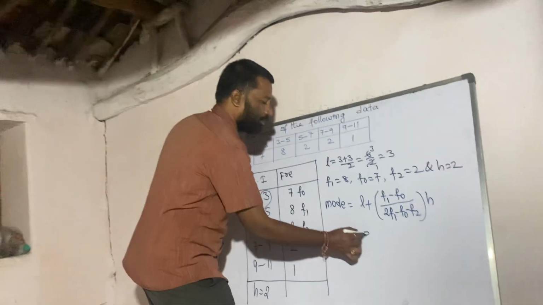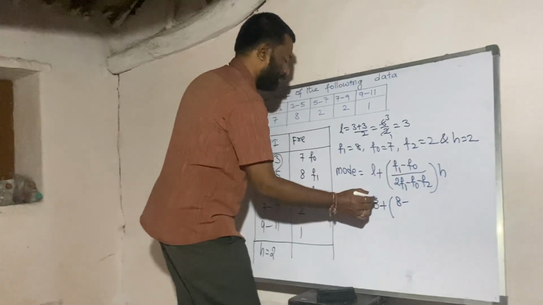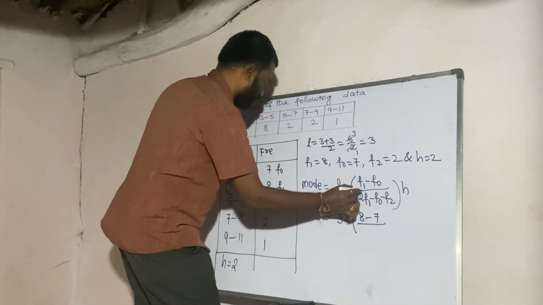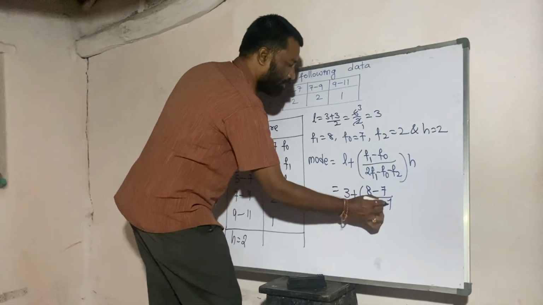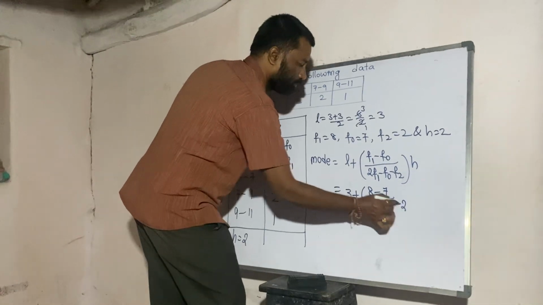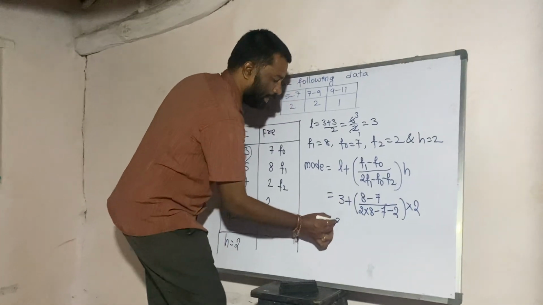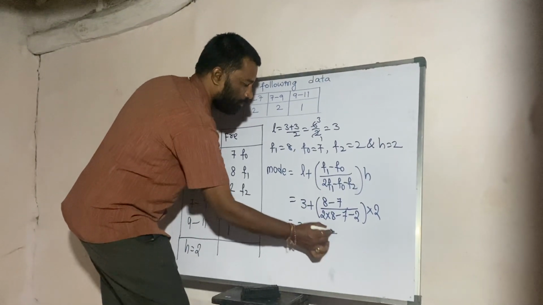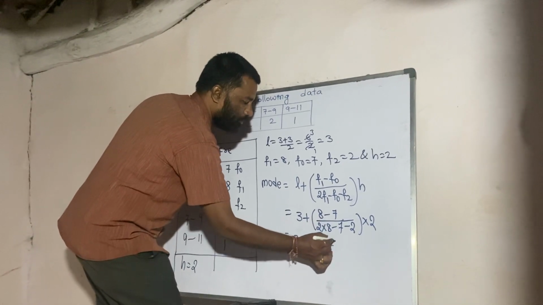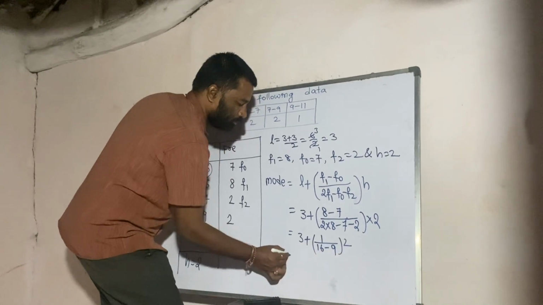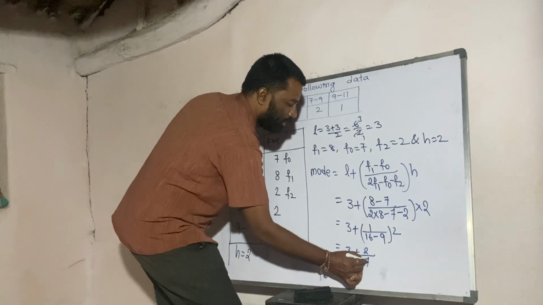L is equal to 3. 3 plus (f1 8 minus f0 7) by (2 into 8, minus f0 7, minus f2 2) into h 2. 3 plus (8 minus 7, that is 1) by (2 into 8 is 16, minus 7, minus 2, 9) into 2. 3 plus 1 into 2, 2 by (16 minus 9) 7.